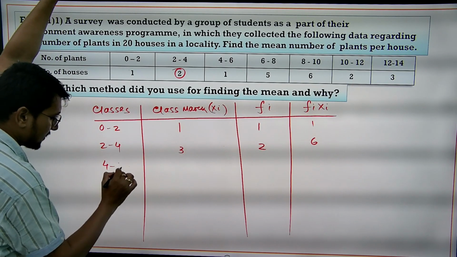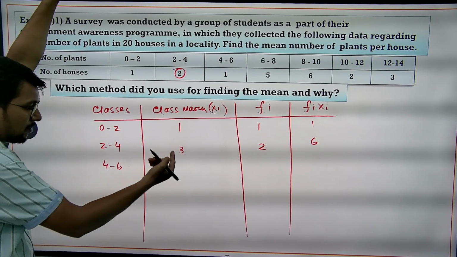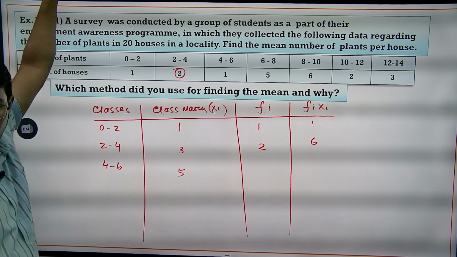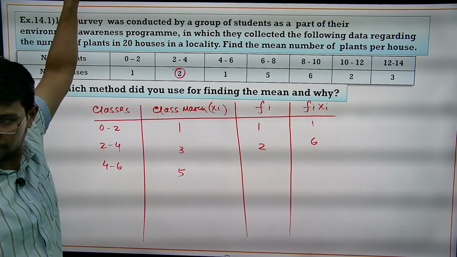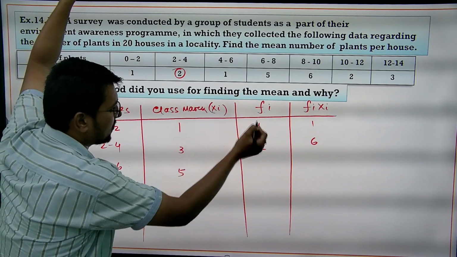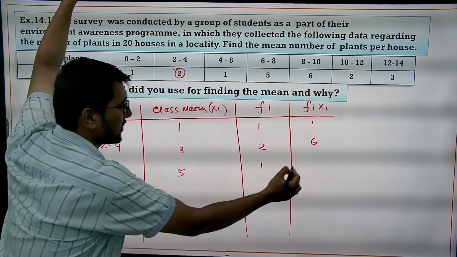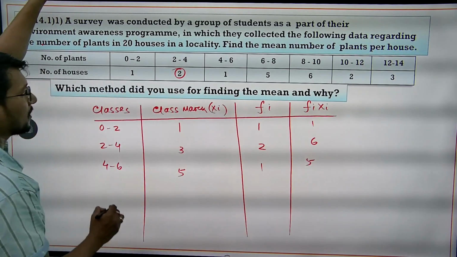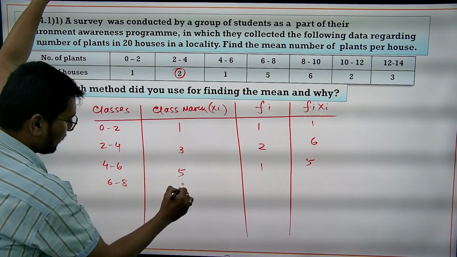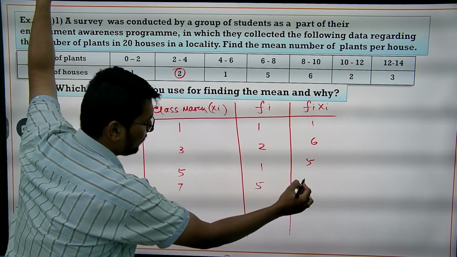4 to 6. 3 plus class size, class width. 3 plus 2 is how much? 5. Check. 6 plus 4, 10 by 2. Clear? So how much is fi? 1. And this is 5. And what about the next, 6 to 8? 6 to 8, what is it? 7. And the frequency is 5, right? 5. So 35.